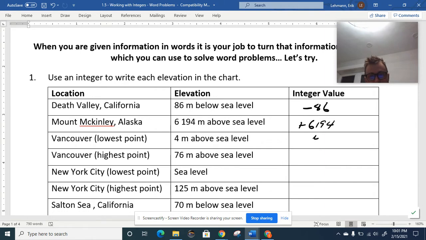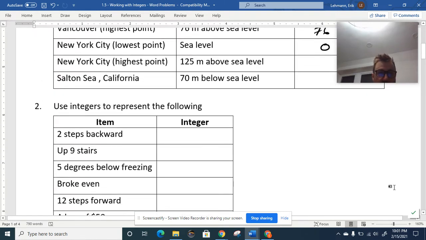Lowest point in Vancouver is 4 meters above sea level. The highest point is 76. Sea level itself is 0, and that's kind of all there is to it. Lots more for you to fill out there.